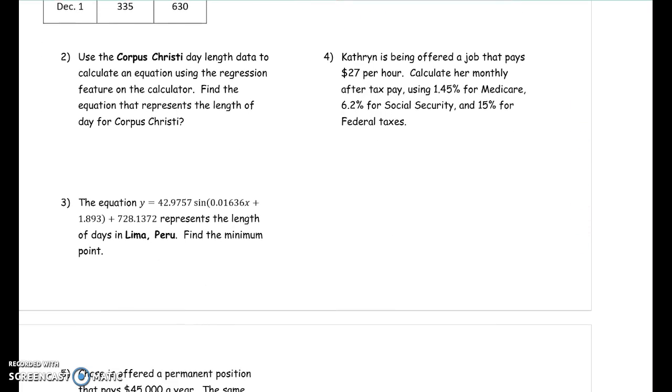Now, number 2, use the Corpus Christi day length data, which is what we just typed in, to calculate an equation using a regression on the calculator. Now, if you looked at the graph of this, guys, it looks a lot like this. Okay, so there's a couple of things you can do. You might want to use quadratic, or you could use sine. This does look sinusoidal to me, which is fancy talk for a wave. So the way you do it is you hit stat calc, and then you go down and find the right one. So I'm looking for sine, which is SIN, regression.